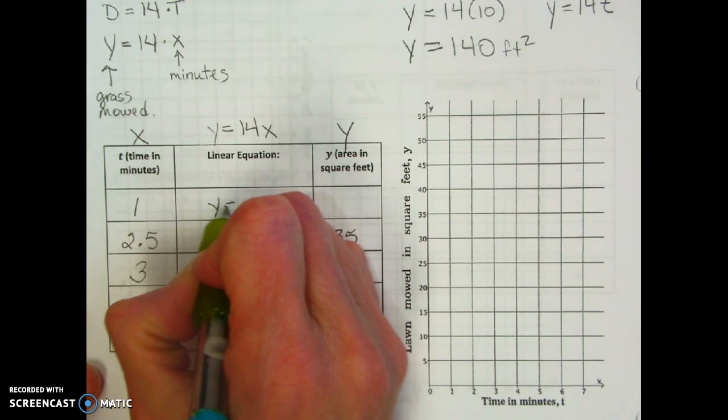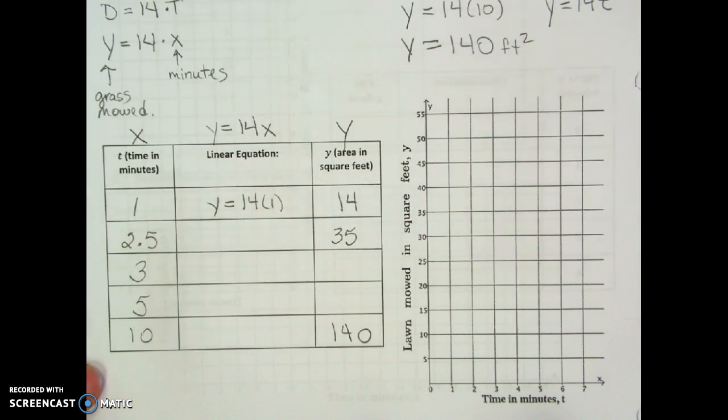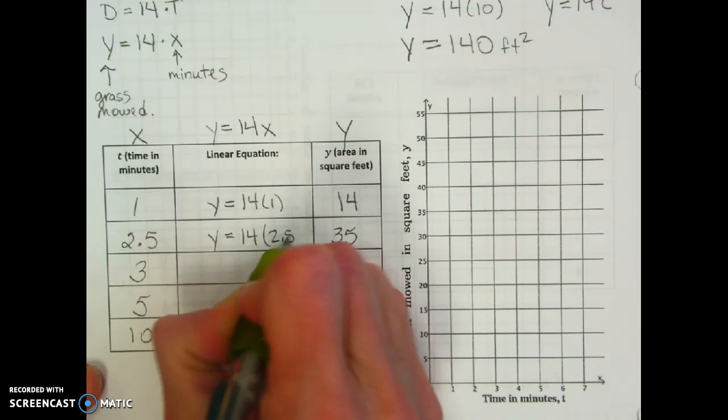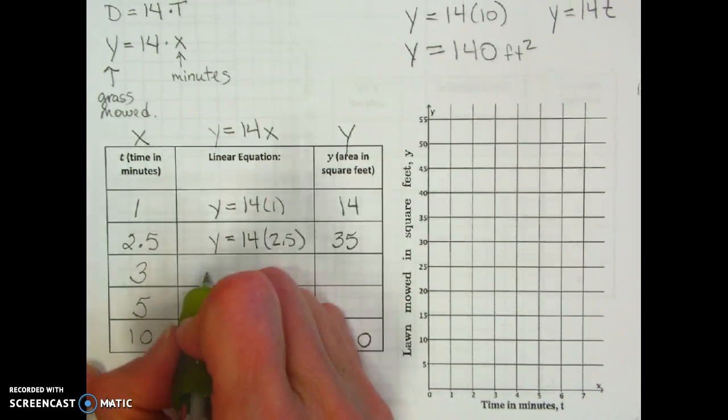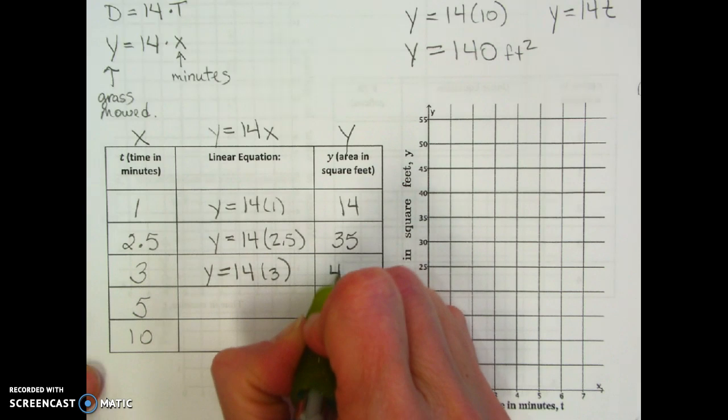So y equals 14 times 1. 14 times 1 is 14. This would have been 14 times 2.5. If you work that out, you should get 35. 14 times 3 should give you 42.